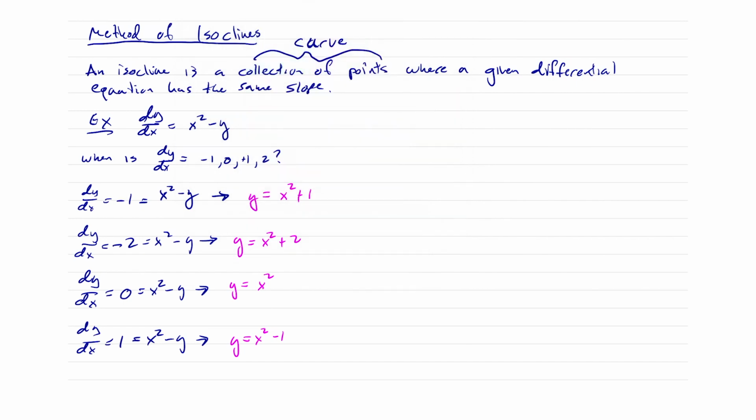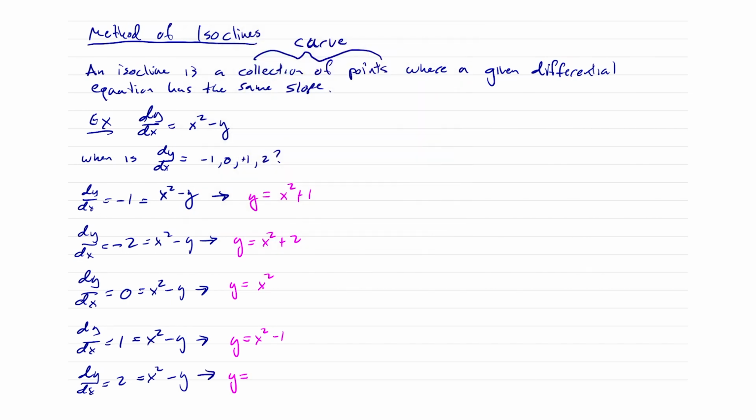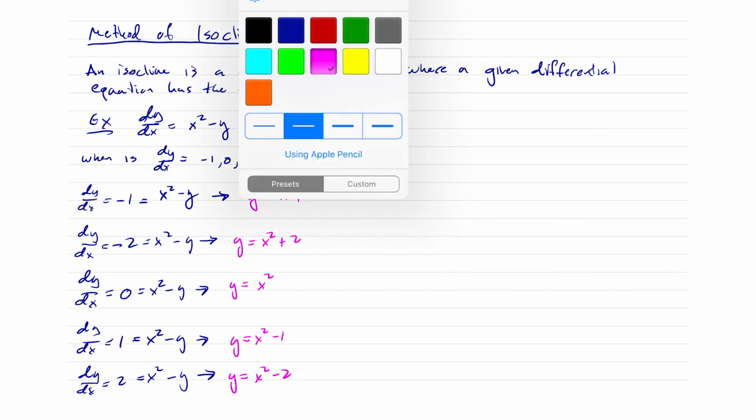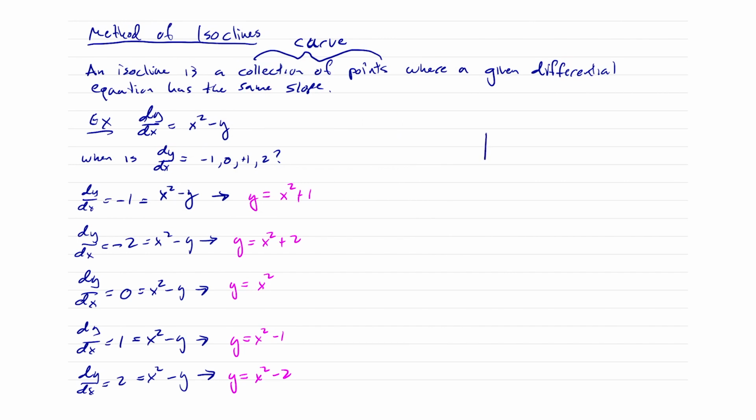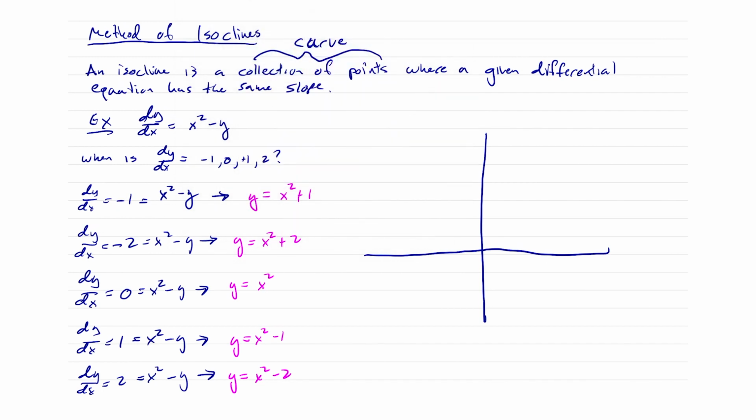And finally, the last one, dy/dx is equal to 2. It's still the same differential equation. This is my slope. And so now I see that this is going to give me y is equal to x squared minus 2. Okay, so now we have a whole lot of isoclines. And here in purple are the isoclines. Let's go ahead and draw them.